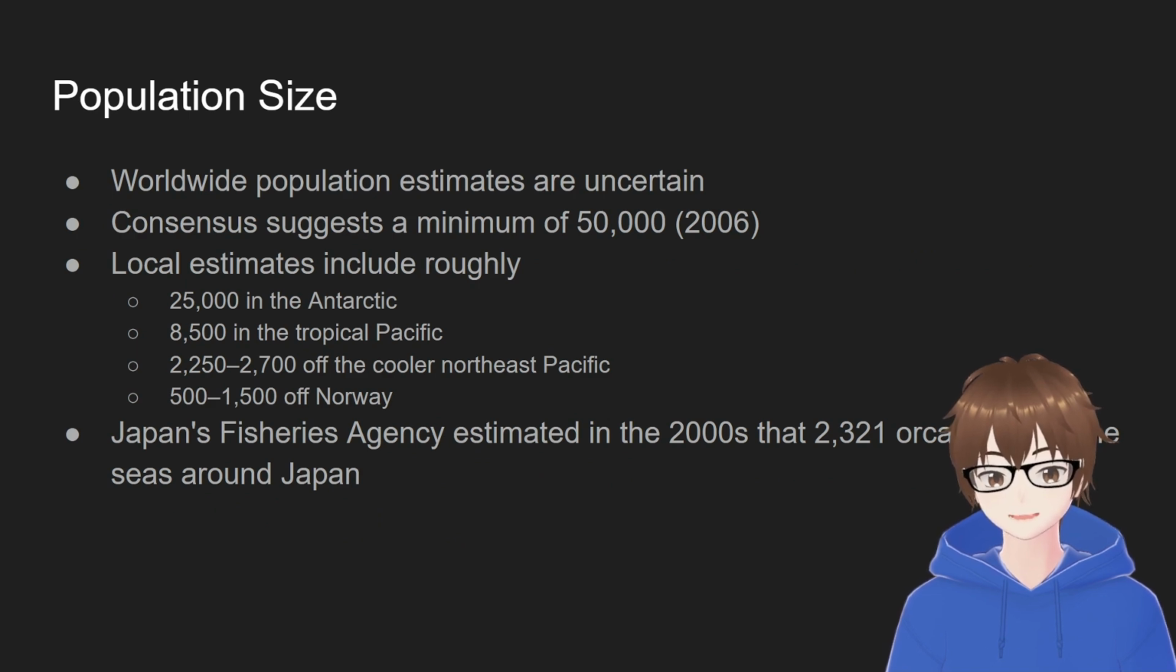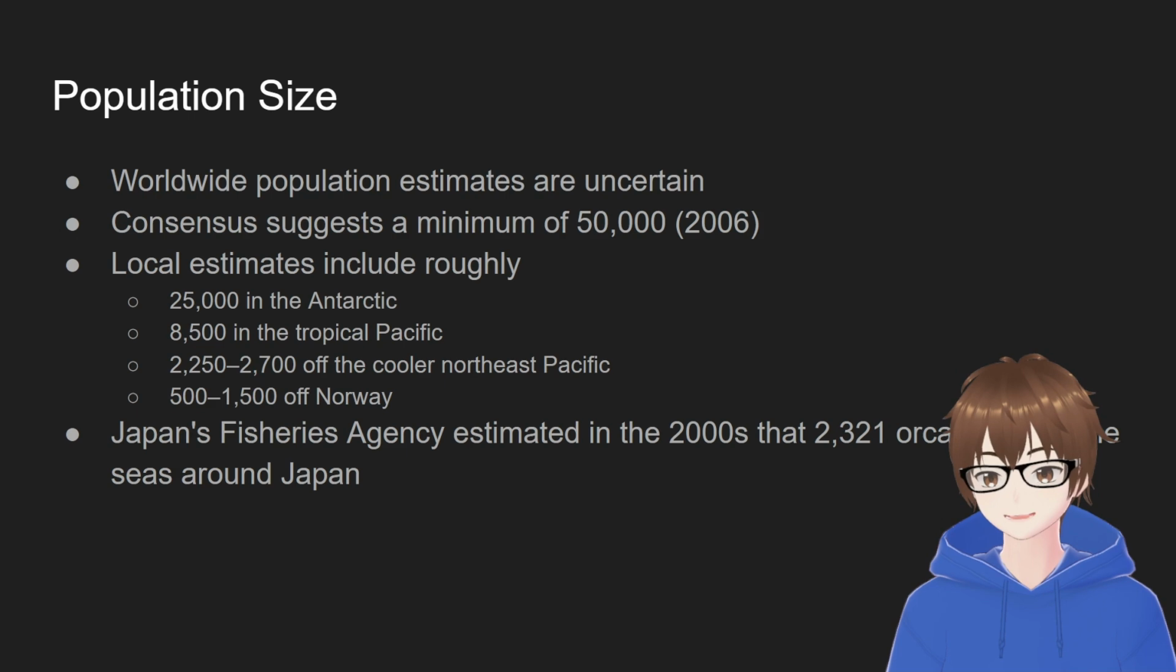Okay, so the population size. Worldwide population estimates are uncertain. They don't know for sure how many orcas there are, but the consensus suggests that there was a minimum of 50,000 orcas in 2006. Local estimates include roughly 25,000 in the Antarctic, 8,500 in the tropical Pacific, 2,250 to 2,700 off the cooler Northeast Pacific, and then 500 to 1,500 off Norway.